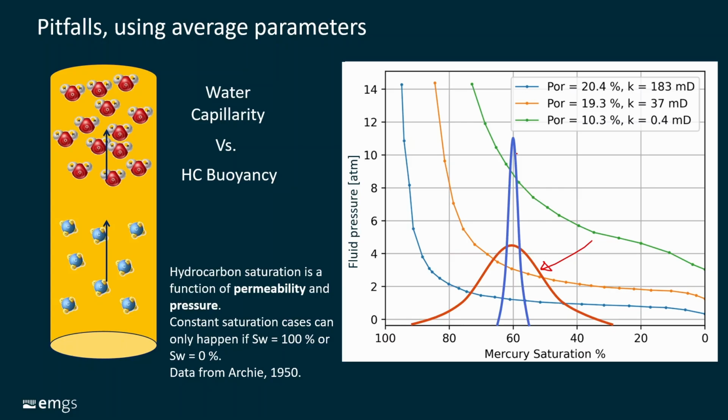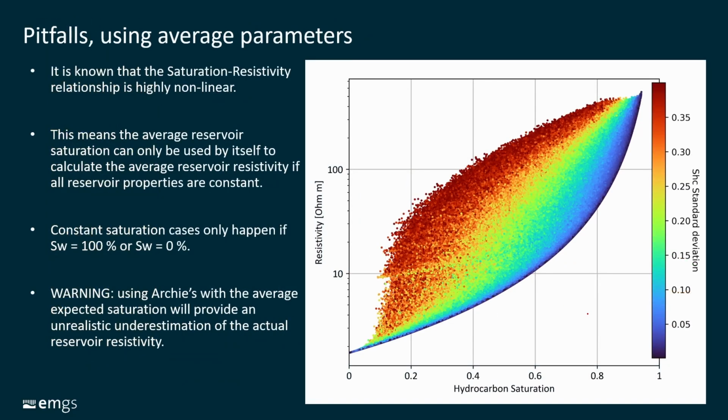Actually, the impact of the width of the distribution is very, very high. So I want to show you what's the impact of the width of that distribution by calculating in Monte Carlo, having reservoir models with different average saturations and different width of the distribution. And what you get is this.